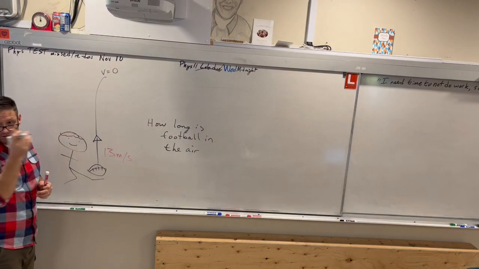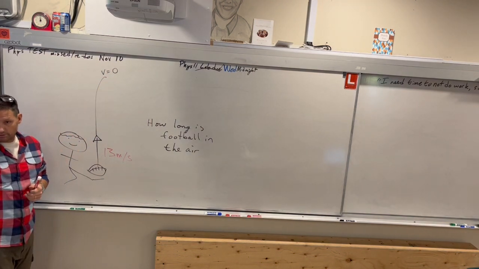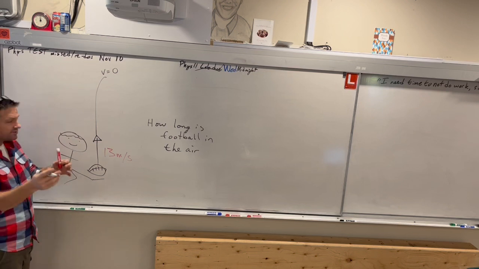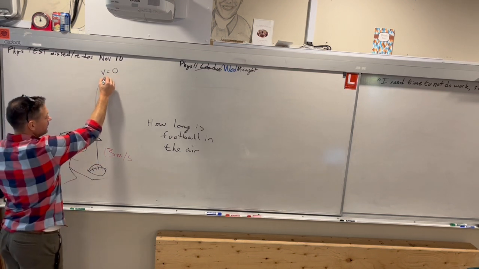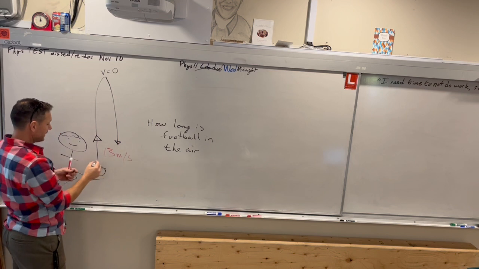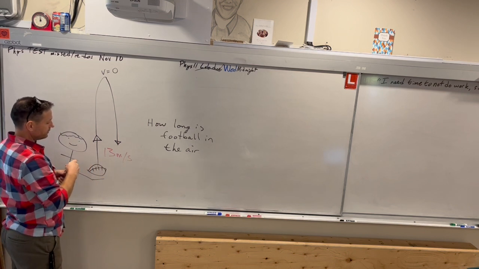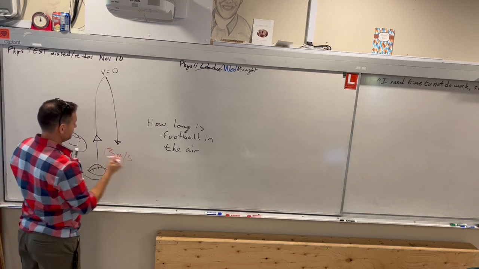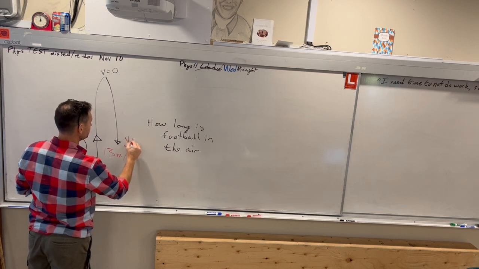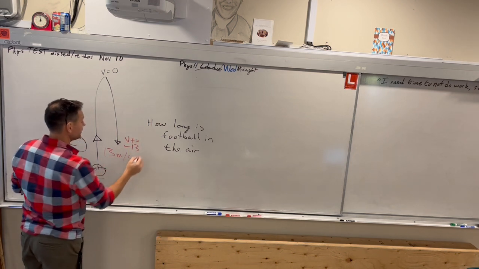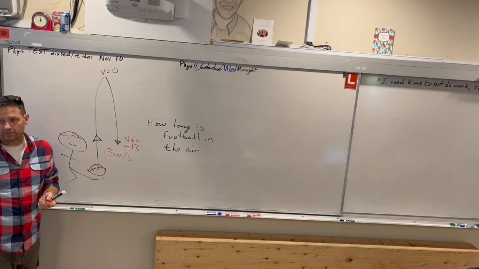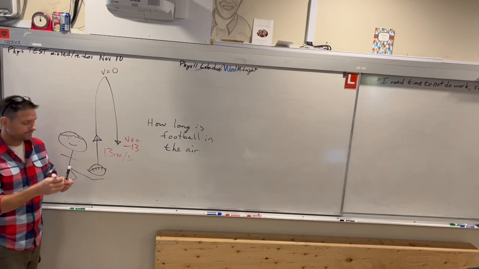But is that the whole time in the air? No. So we're going to have to double it then. And that's fine. Or we can say when it comes back down at the end, it will be going negative 13, right? So we could say VF equals negative 13. Do we have to double it then? No, then it's the whole time.